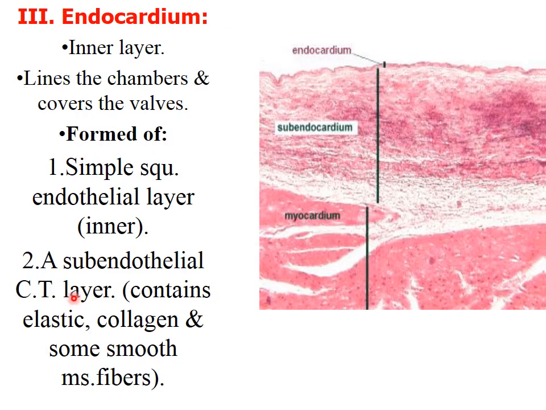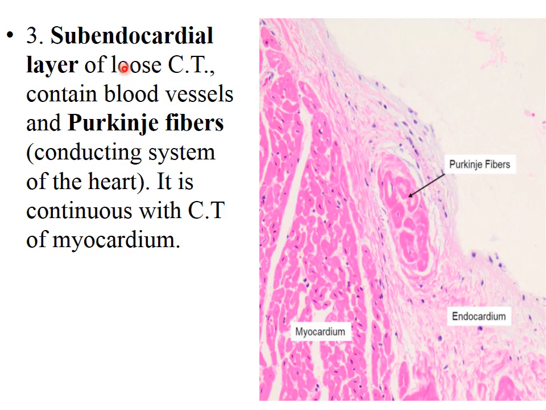Three, endocardium. Endocardium, the inner layer, lines the chambers and covers the valves, formed of three layers: one, simple squamous endothelial layer, the inner layer; two, subendothelial connective tissue layer, middle layer; three, subendocardial layer, outer layer. Simple squamous endothelial layer is the inner layer. Subendothelial connective tissue layer contains elastic and collagen and smooth muscle fibers. Subendocardial layer of loose connective tissue contains blood vessels, and a very important fiber called Purkinje fiber.